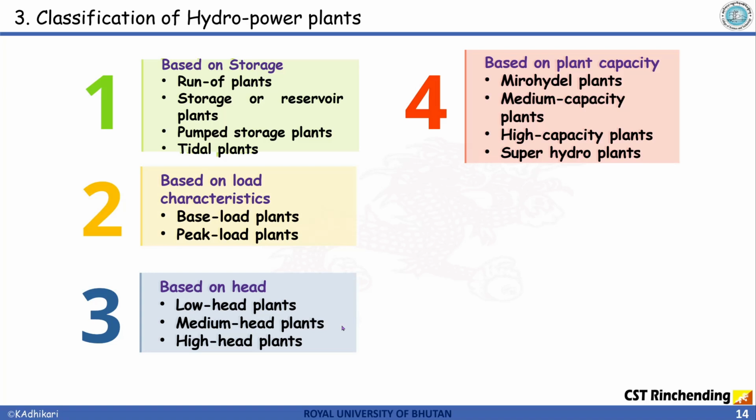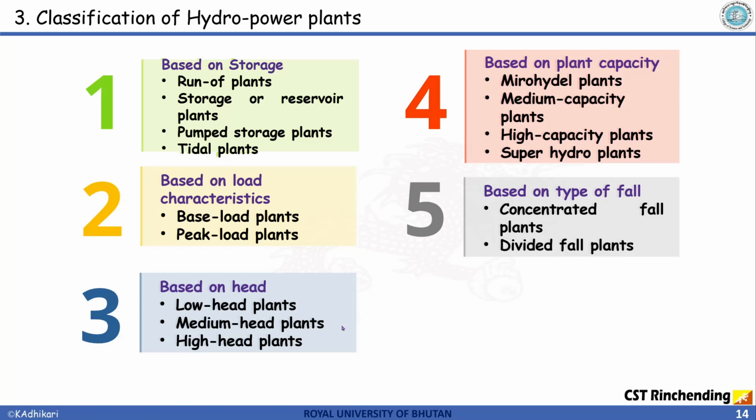The fourth way of classifying is based on the plant capacity, so how much power it produces. Based on this, there are various plants, like microhydro, which produces very minute power, compared to super hydropower plants that produce maximum power. Maximum in the sense that there is a range given. We're going to discuss more about this.